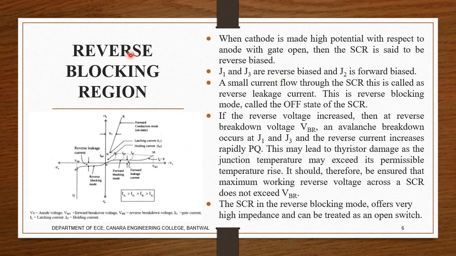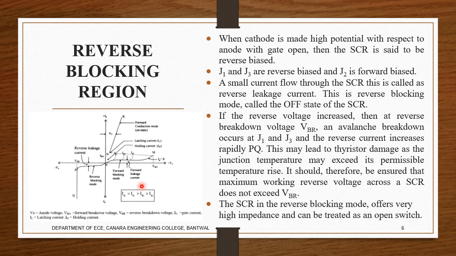Now, when the cathode is made high with respect to the anode, it is in reverse bias with the gate open. With the gate open, the gate is not given any signal, so it will not start to conduct. So remember, the SCR is to be reverse biased. You know this condition.